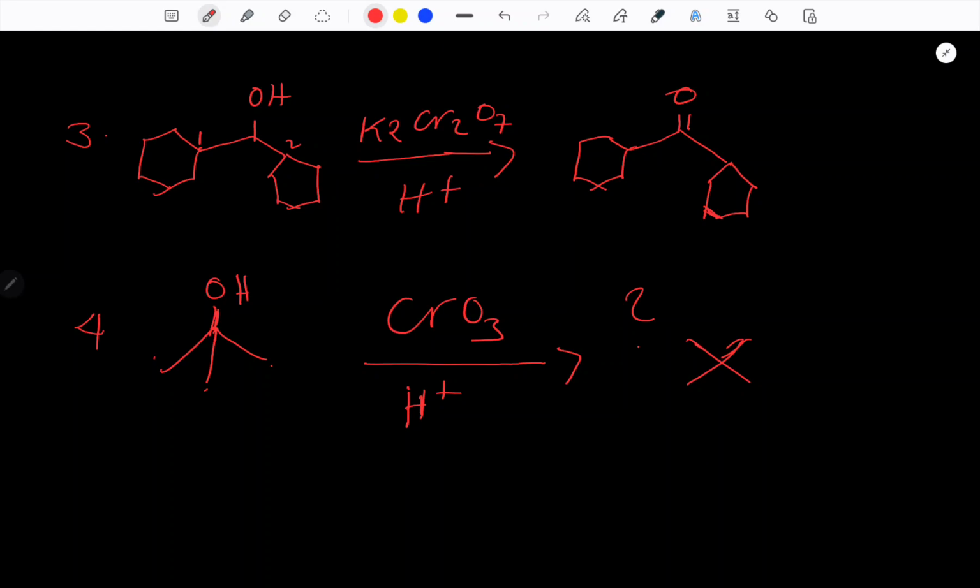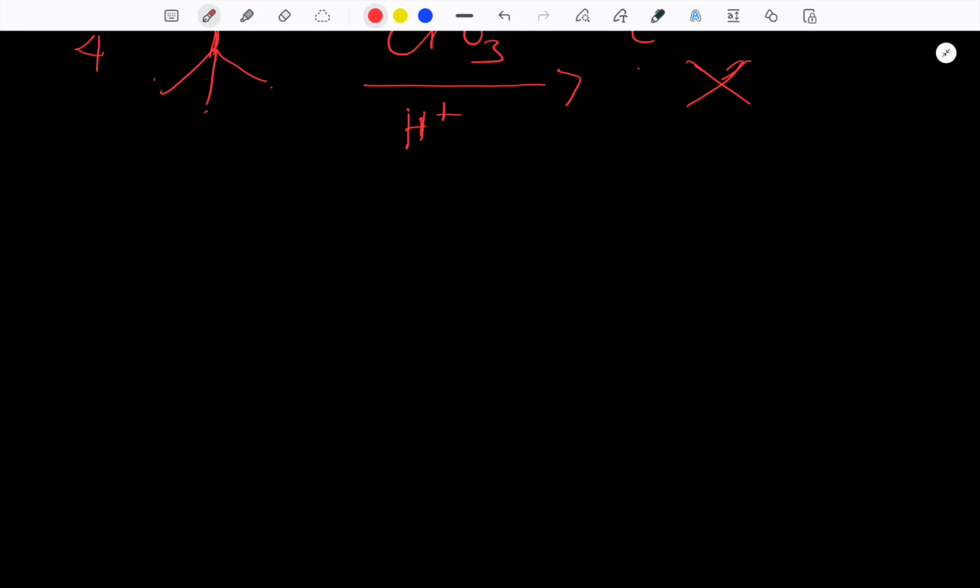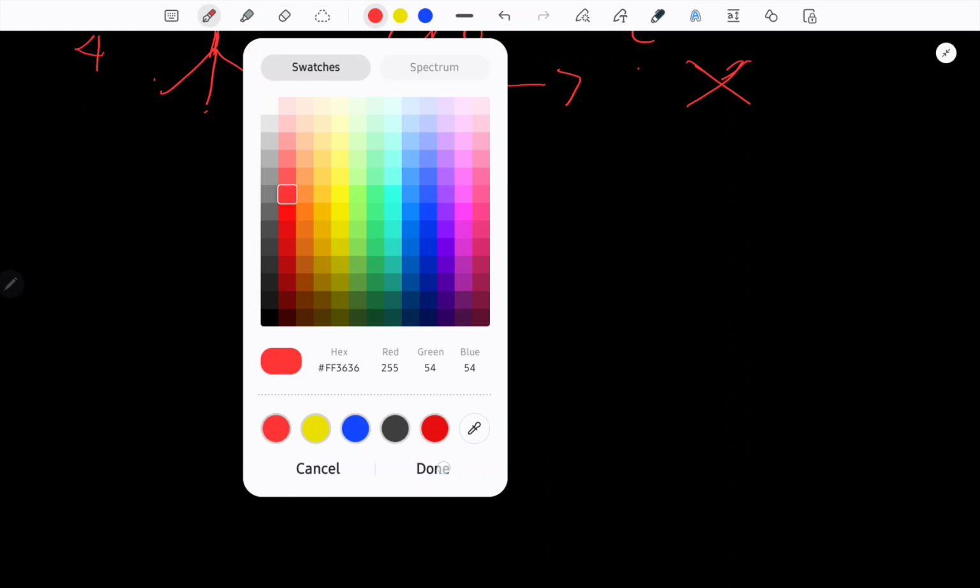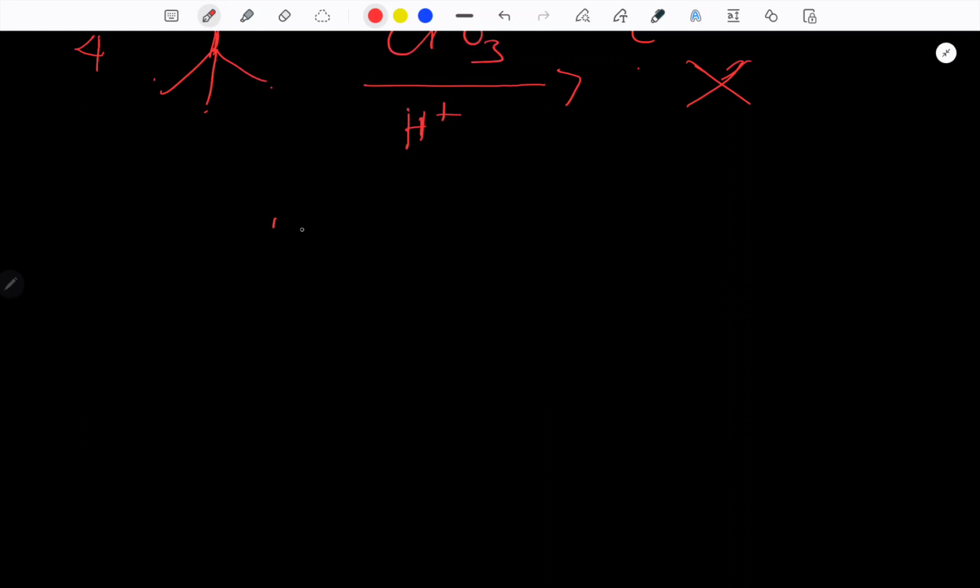So that's the most important concept that you need to know, that tertiary alcohols are unreactive. All right, so the other set of oxidizing agents is weak oxidizing agents.